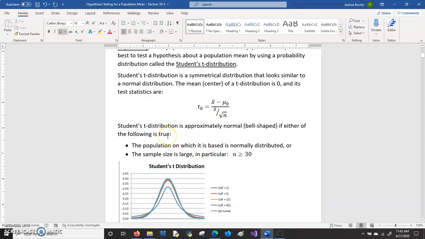The t-distribution is approximately normal, or bell-shaped, if one of the following is true. So either the population on which it's based is normally distributed, or the sample size is large. In other words, n is more than 30. If one of those is true, then the t-distribution becomes approximately normal.